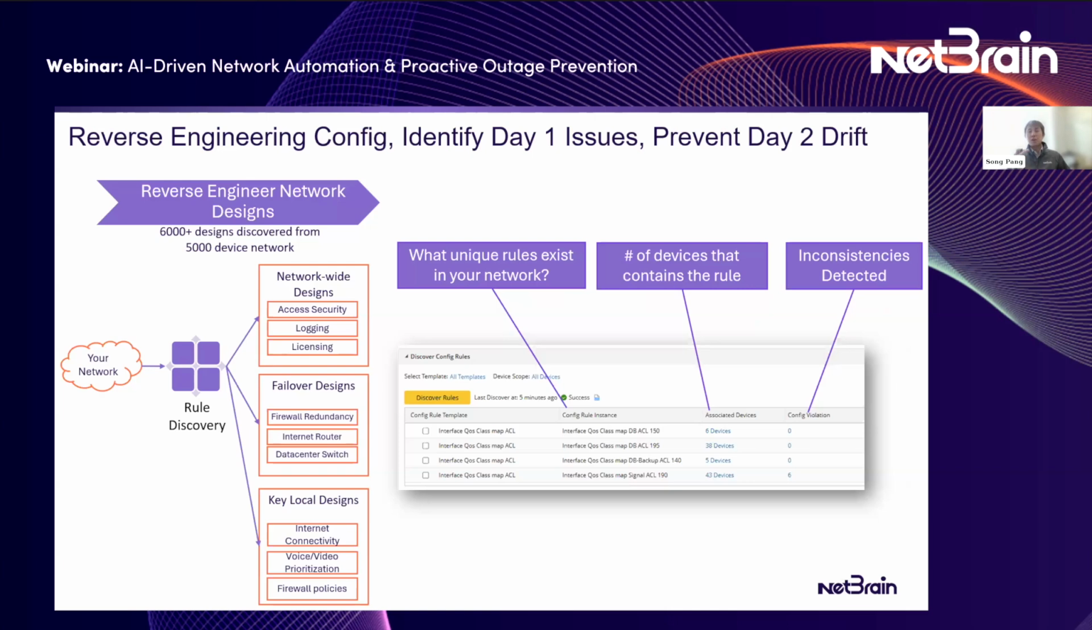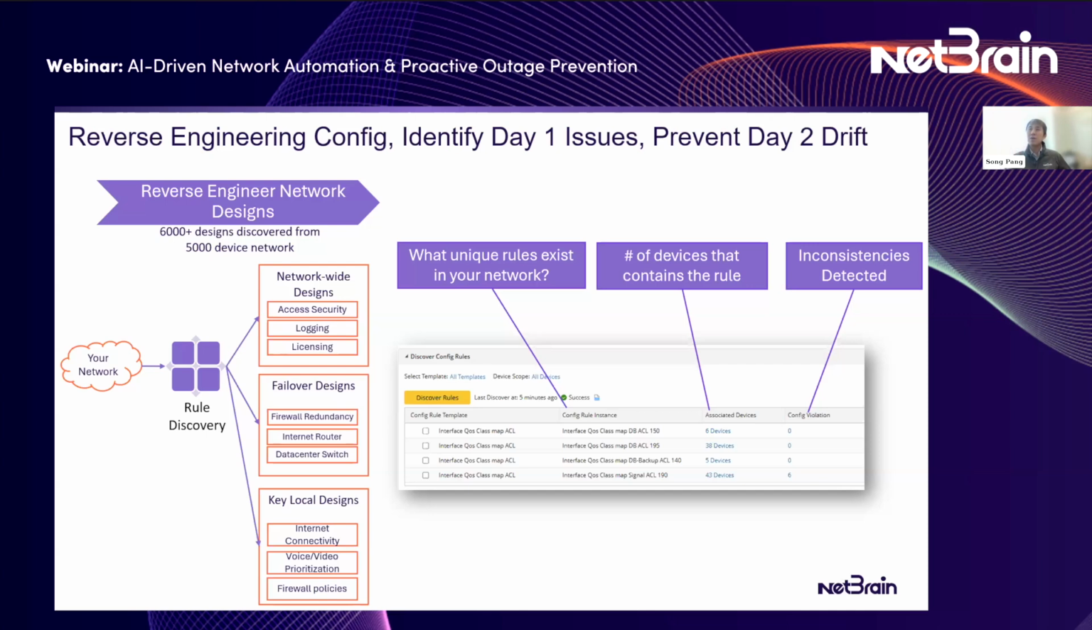So first of all, rule discovery. How we think about it is, if we can apply a rule discovery engine on a network, it fundamentally answers three questions. Number one is, what unique rules exist in your network? In this case, it could be, I have interfaces that are configured with QoS that uses a class map database or signal, and they're using ACL 195, right? These are unique rules that are impossible to pre-build, but can only be discovered in your network.